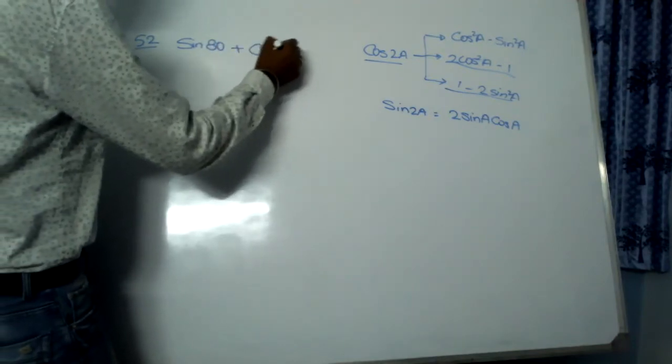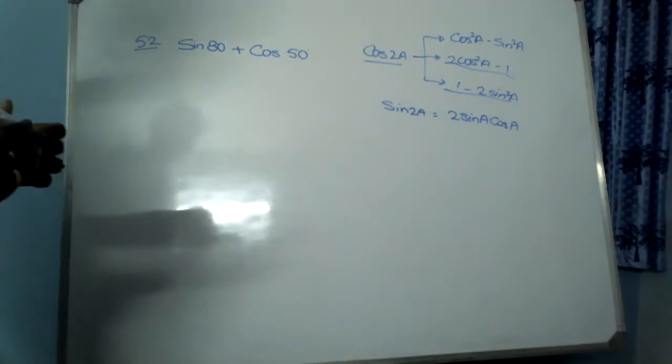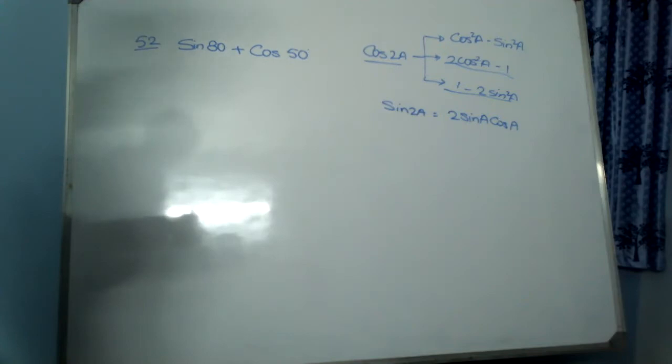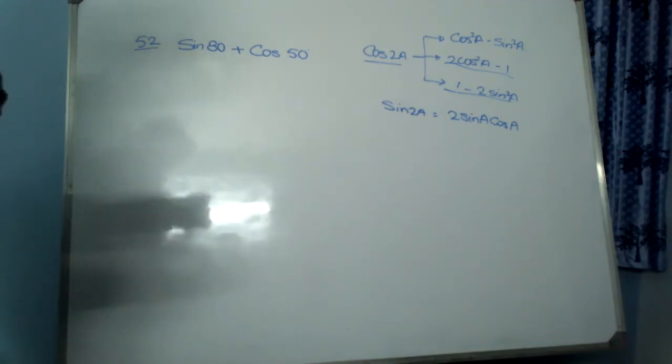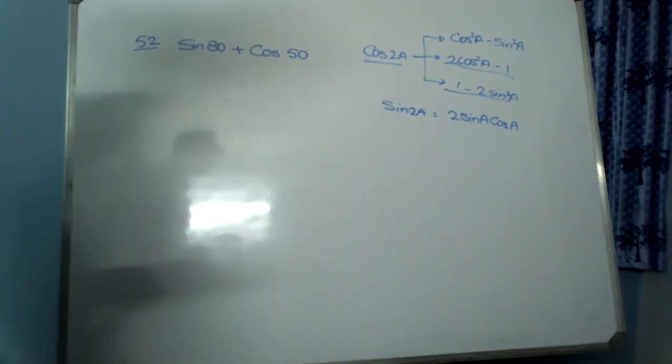Sine 80 plus cos 50 degree. Now, what can I do here? If I do 90 minus theta and 90 minus theta, it will give me 10 and 40, and then I can bring it into different forms. Okay, let's see how we can solve this one.